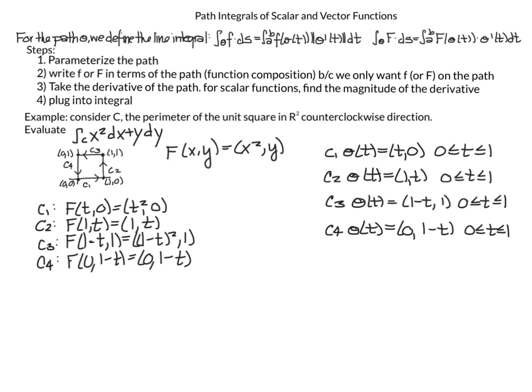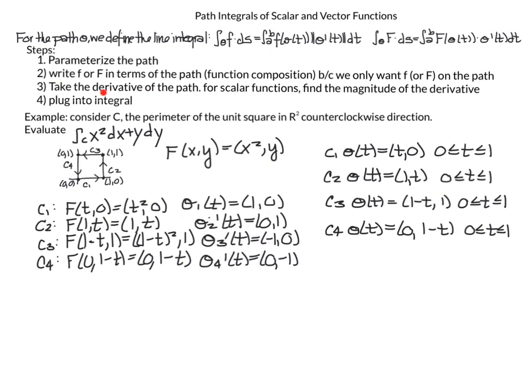Now that I have parameterized my path, I am ready to do step 2, which is to write my vector field in terms of my path. Again, we're not interested in all values of the vector field, just those on the path, which is why we do the composition. So big F of plugging in t for x and 0 for y is equal to (t squared, 0). For C2, I'm plugging in 1 for x and t for y, and I get (1 squared, t). For C3, I'm plugging in 1 - t for x, 1 for y, and I have ((1 - t) squared, 1). And then for C4, I have 0 and 1 - t plugged in, giving (0, 1 - t).